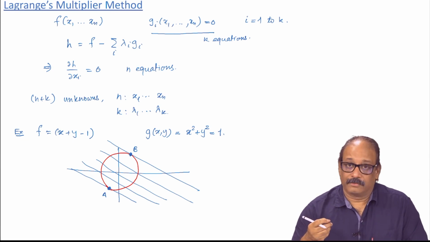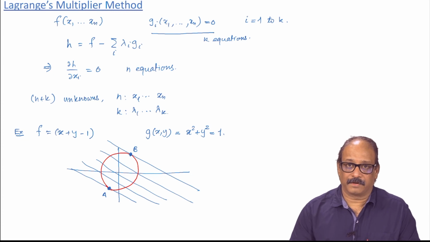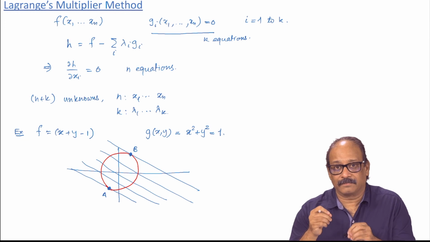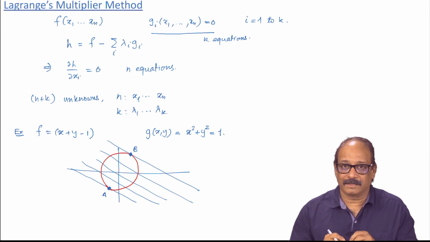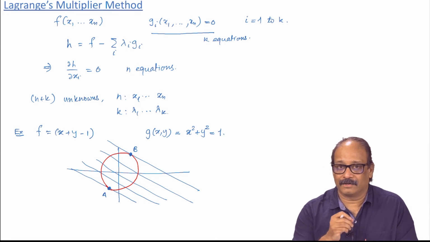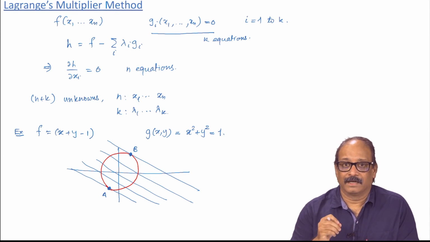Okay. So, when you actually solve this problem, that is find x star, y star in terms of lambda and put it back into the constraint equation, the constraint equation is quadratic, which means you actually are going to get an equation in lambda square.